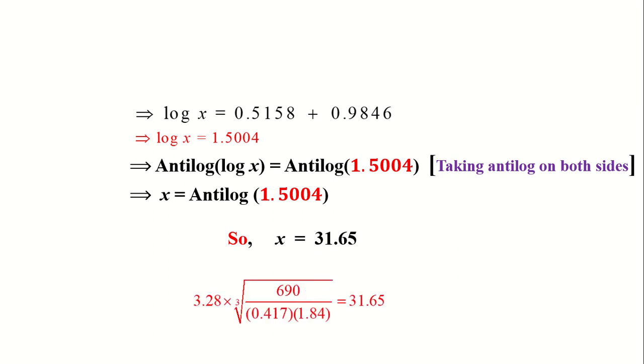You may check your answer using your calculator, as take third root of 690 over 0.417 into 1.84. Take its third root, multiply the answer by 3.28. The answer will be the same as we use logarithms to find it out. It is 31.65. Use calculator to find this quantity as 31.65. It confirms you that you have found the true answer using logarithms.